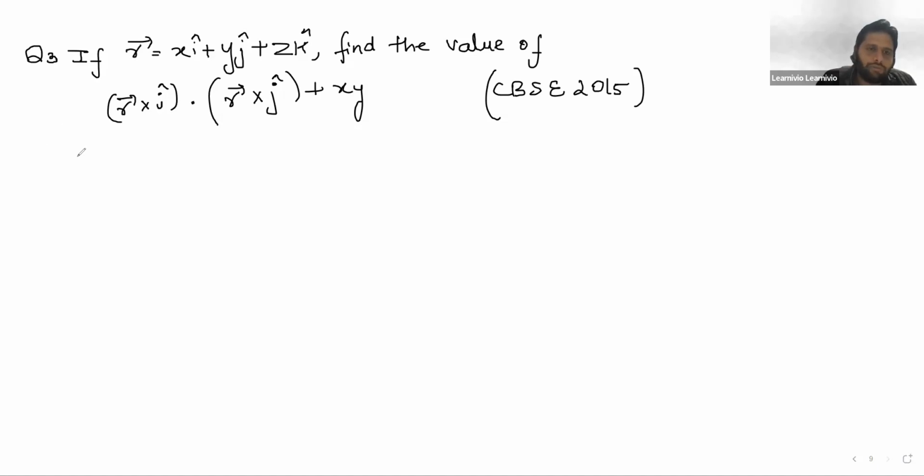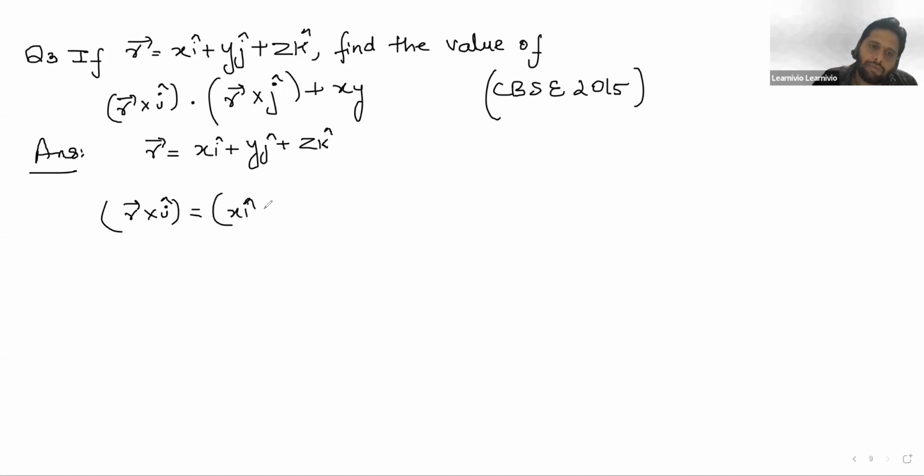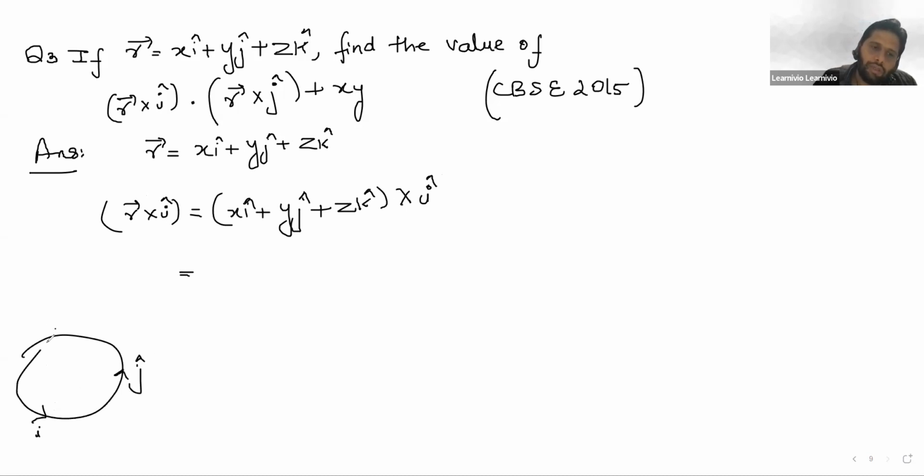Okay, Abdur, please check here. So here you need to find this r cross i, r cross j, then you need to find the dot product. So what is r? r is x i cap plus y j cap plus z k cap. You need to find r cross i. So this means x i cap plus y j cap plus z k cap cross product with i. Now, if you are finding x i with i, you will get a 0. i cross i is 0 plus y j cross i.